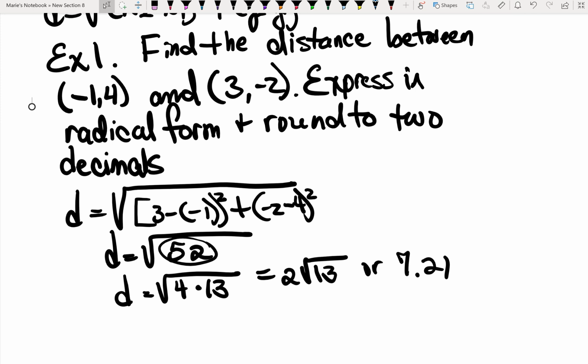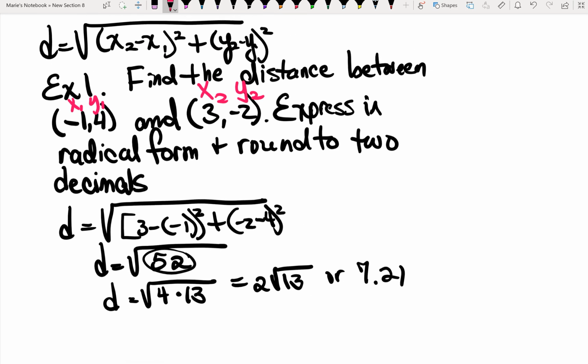My recommendation, as always, is to label. So if I label, I would say let's go with x1, y1, and x2, y2 as a helpful hint how to get that answer.